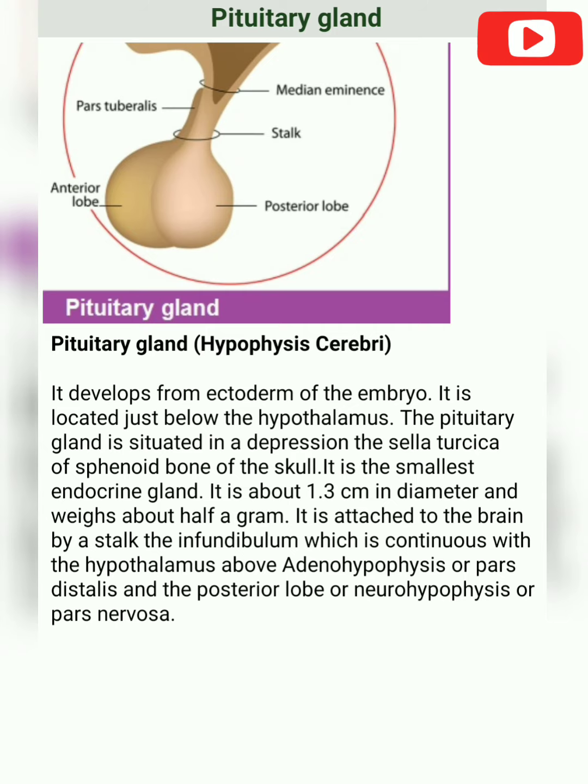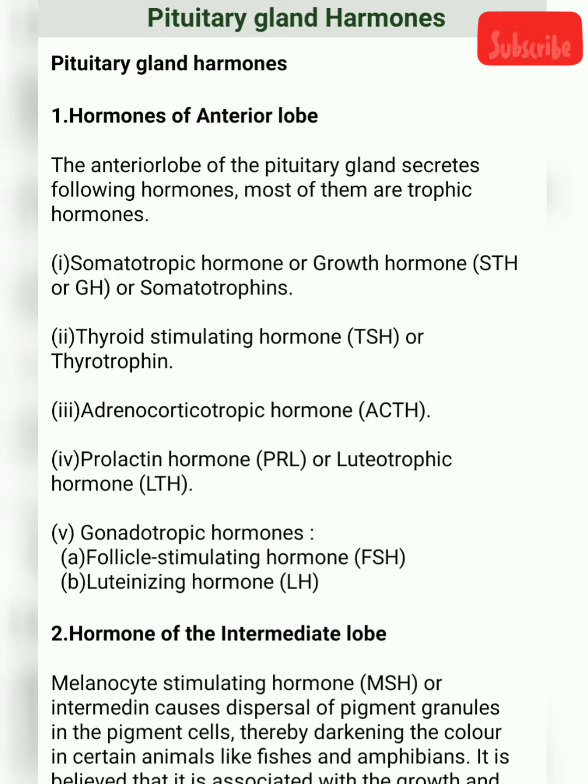It is attached to the brain by a stalk, the infundibulum, which is continuous with the hypothalamus above. It has an anterior lobe, adenohypophysis or pars distalis, and a posterior lobe, neurohypophysis or pars nervosa. Pituitary gland hormones. 1. Hormones of the anterior lobe. The anterior lobe of the pituitary gland secretes the following hormones, most of them trophic hormones.